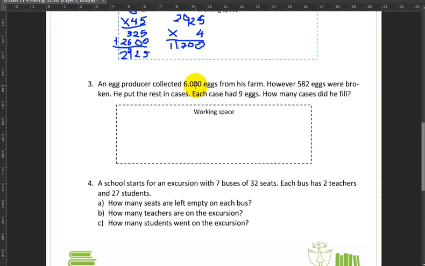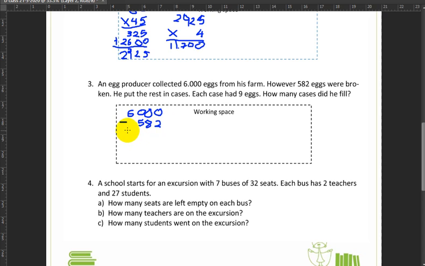An egg producer collected 6,000 eggs from his farm. However, 582 eggs were broken. He put the rest in cases. Each case had 9 eggs. How many cases did he fill? All right. So right out the gate, we gotta figure out how many eggs he got to put in the cases, right? From the 6,000, 582 were broken. So we have to take those out of the total, which means subtraction. 6,000 minus 582.